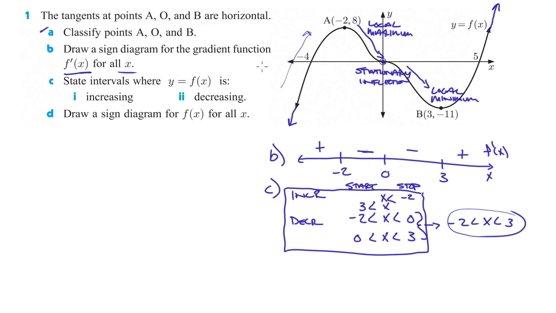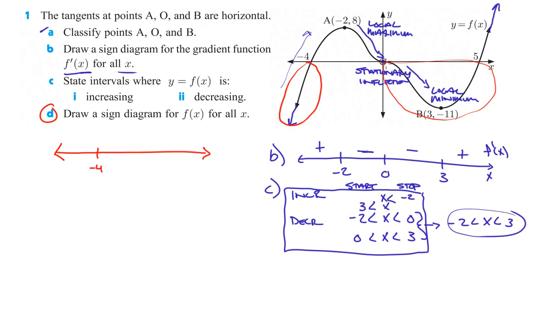So now, let's do this part in red to make this a little easier. All of this here, the y value is negative, and everything below the x-axis is negative. Everything above the x-axis is positive. So our sign diagram for f of x is going to look a little different. We want to write down all the spots where it crosses through the x-axis. Okay, so -4, 0, and 5.